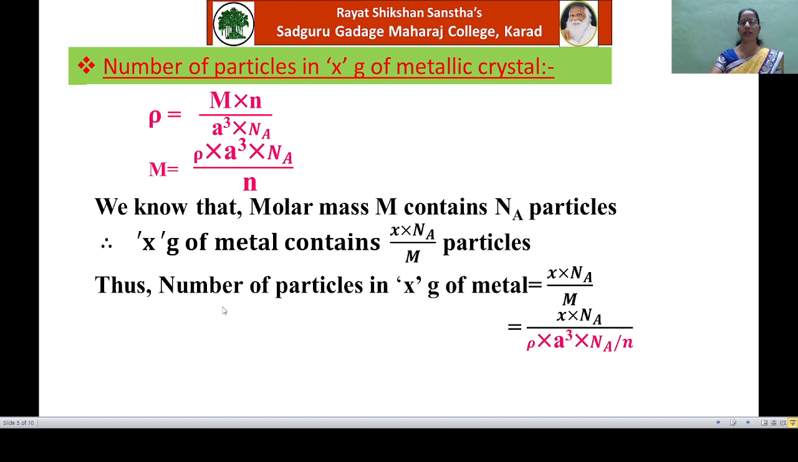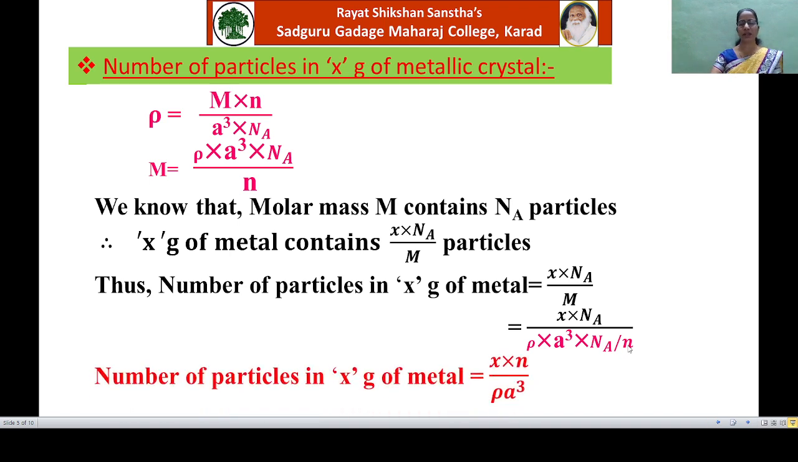Now, we will insert the value of M as given above here. So, x into Na divided by rho into a cube into Na divided by N. On simplifying it, you will obtain it as x into N divided by rho into a cube. That is, number of particles in x gram of metal is equal to x into N divided by rho into a cube. This is an important relation to solve the numericals.